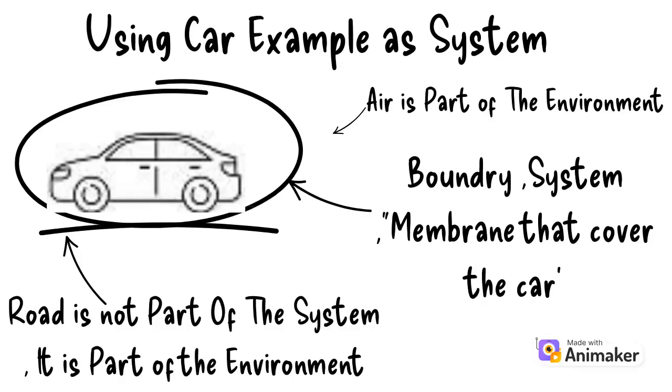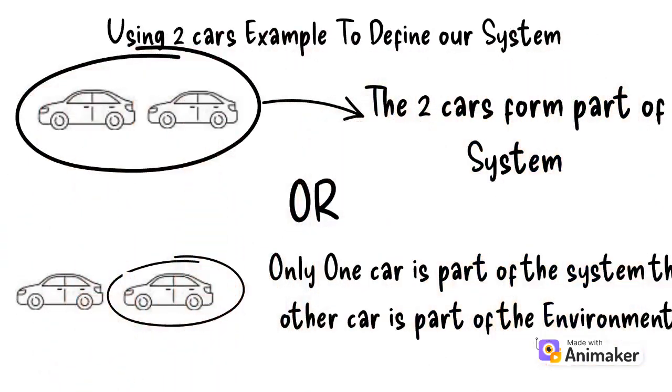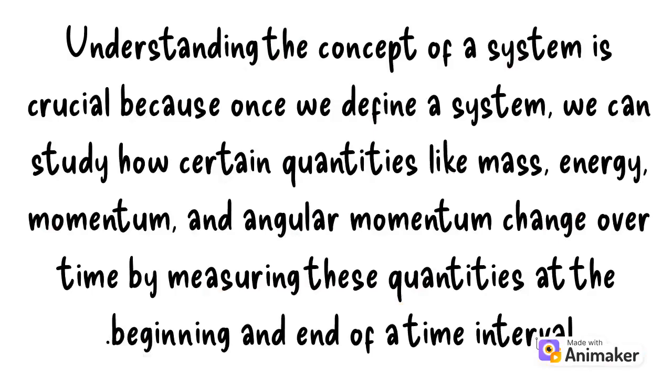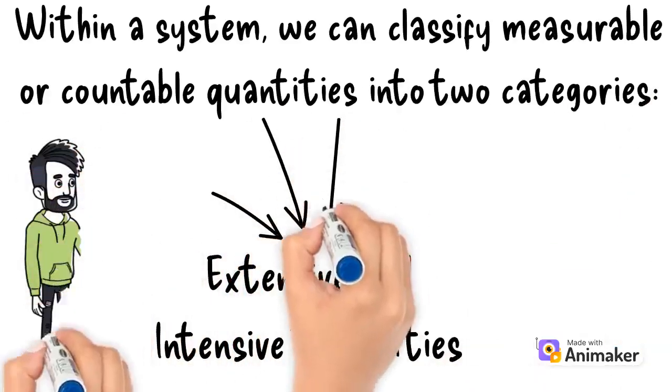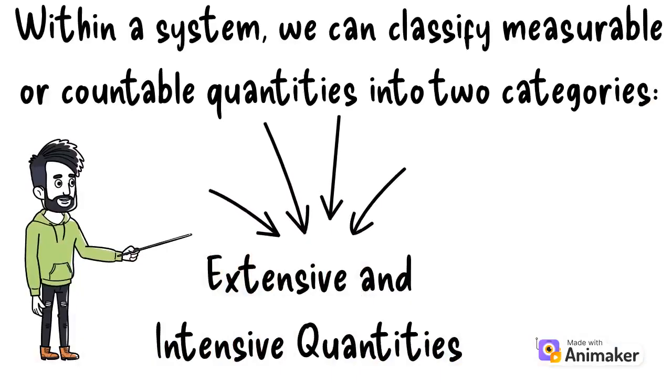Using the same example, if we have two cars next to each other, we can define our system to be only the first car, only the second car, or both cars. The point here is that a system does not necessarily have to include just one object. Understanding the concept of a system is crucial because once we define a system, we can study how certain quantities like mass, energy, momentum, and angular momentum change over time by measuring these quantities at the beginning and end of a time interval. Within a system, we can classify measurable or countable quantities into two categories, extensive and intensive quantities.